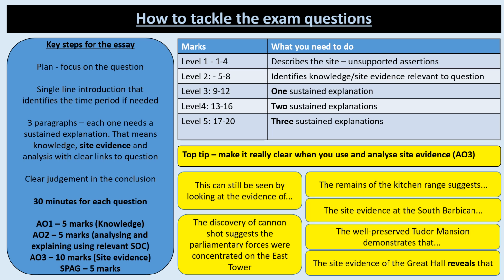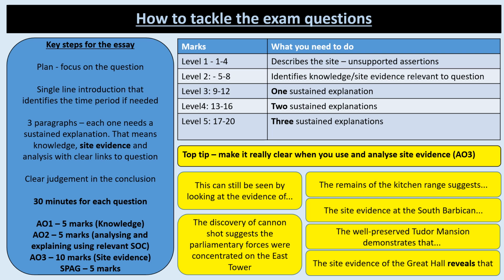If you identify some knowledge or some site evidence relevant to the question, you're going to get level 2, 5 to 8 marks. Particularly if you don't use any site evidence, you can quite often get level 2. So you've got to make sure you use site evidence. Level 3, 9 to 12 marks, is 1 sustained explanation. Level 4 is 2 sustained explanations. And level 5, 17 to 20 marks, is 3 sustained explanations.